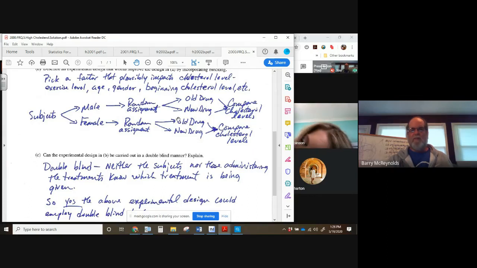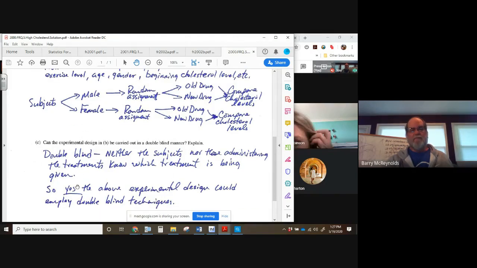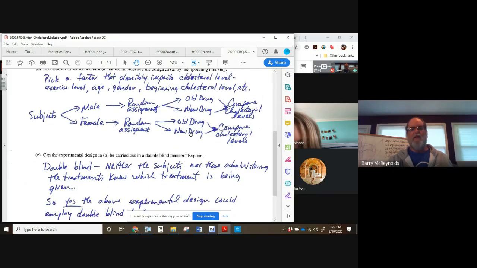So neither these subjects or these folks here giving out the drug and writing up the results know which treatment a particular patient or a particular subject is receiving. And in this case, you could incorporate a double-blind technique for the subjects and for those administering the test.